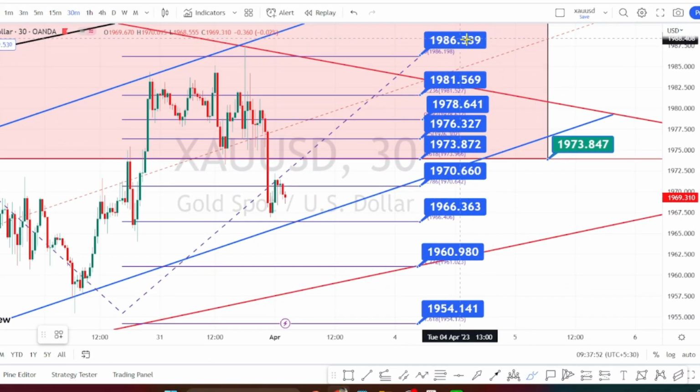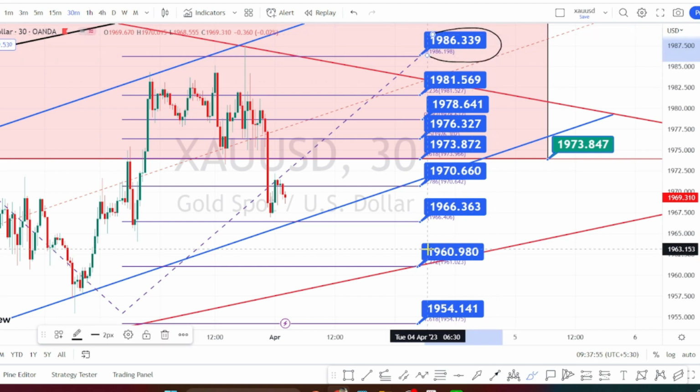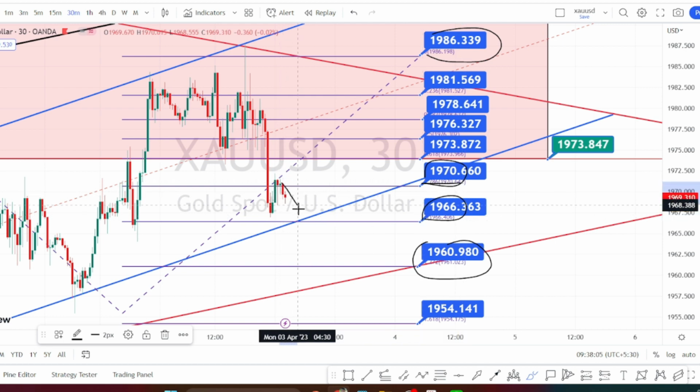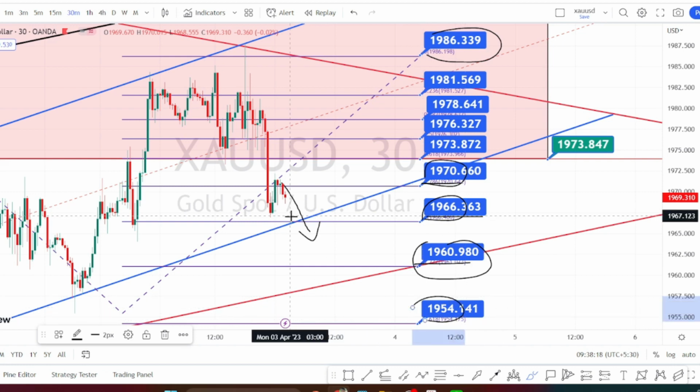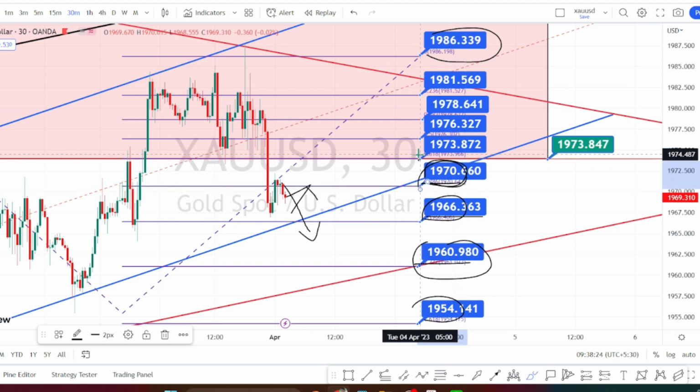So the values within this blue color boxes are the resistance levels and the support levels for the current price action. Currently the price action is trading between the resistance level of 1970 and support level of 1966. Once the price action gives a breakout on the bearish side, breaking this support level of 1966, next level of support is going to be around 1960, 1954. And on the bullish side, if the price action gives a breakout from the resistance level of 1970, next level of resistance is going to be around 1973, 1976, 1978, 1981 and 1986.